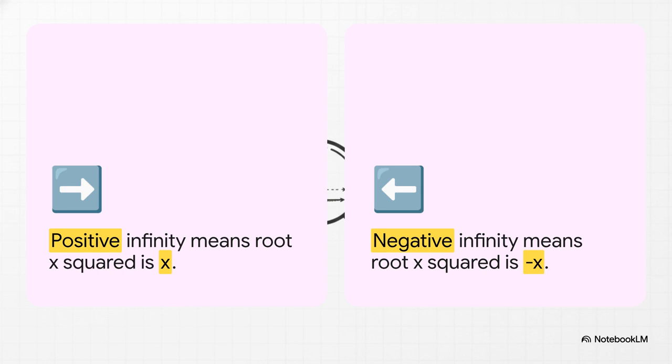The crucial point here is understanding how square roots interact with negative numbers. You've got to remember that the square root of x squared isn't always just x. It's actually technically the absolute value of x. If you're traveling toward positive infinity, great, no problem, the square root of x squared is just x. But if you're traveling to negative infinity, x is a negative number. That means the absolute value of x is negative x. The directional sign literally flips.